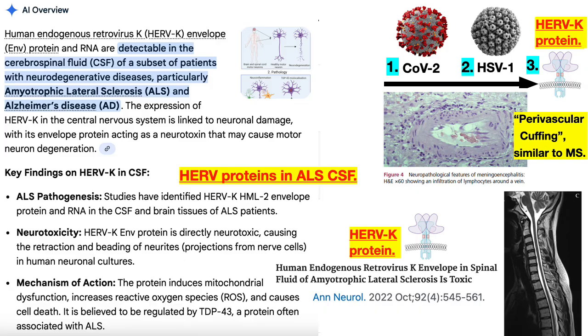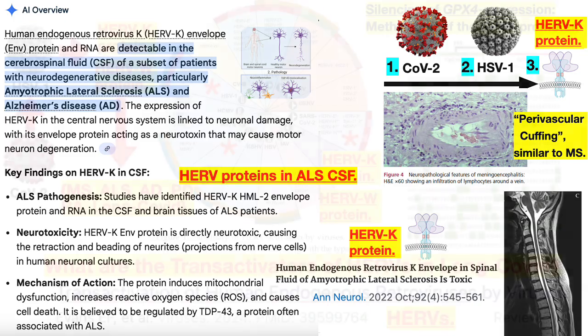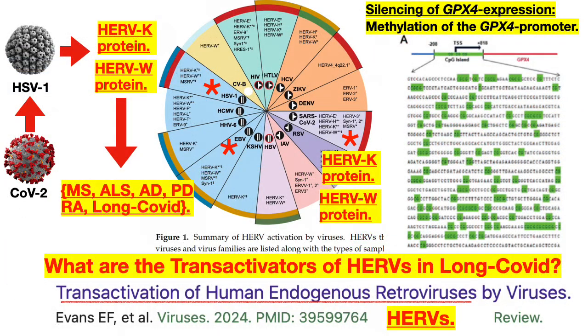A recent paper from 2022 is shown at the lower right of the slide. Human endogenous retrovirus K, HERV-K envelope protein in spinal fluid of amyotrophic lateral sclerosis is toxic. So we utilized this slide in the first part of this YouTube series.